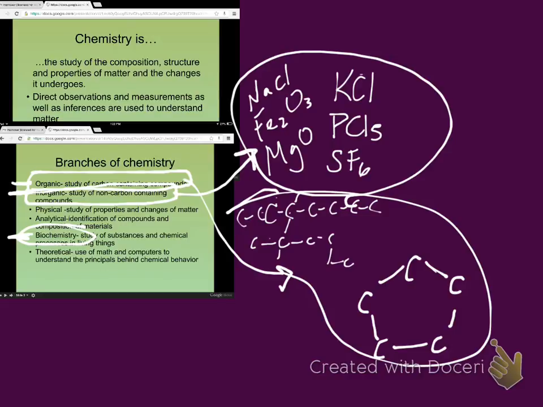Most of the things that are looked at in biochemistry are organic chemicals, but we're only interested in them in the context of living things in biochem. Make sense? So physical, analytical, and theoretical chemistry, I'm not as concerned that you're familiar with those.